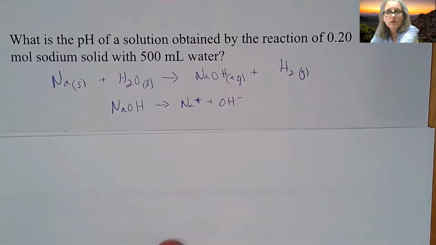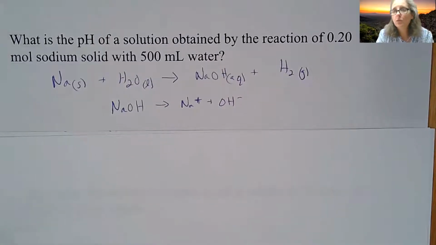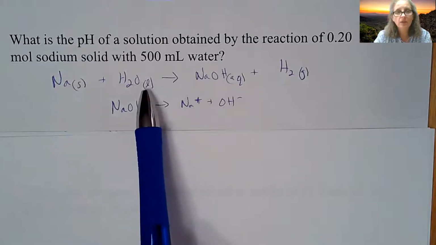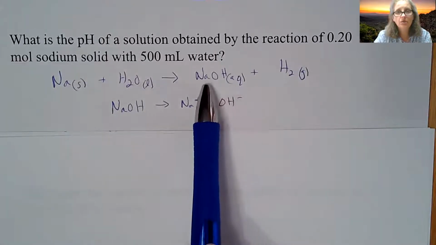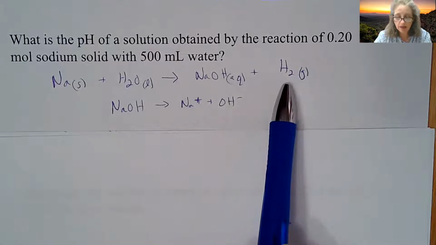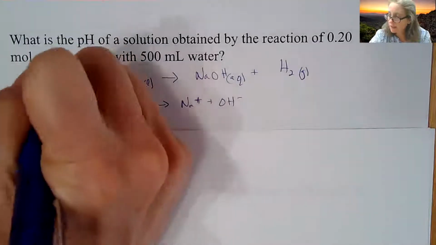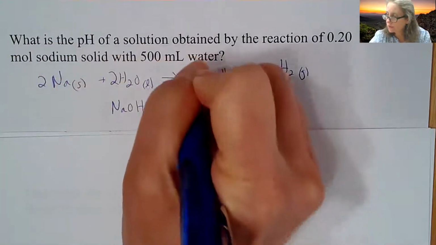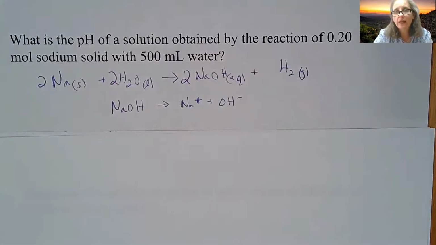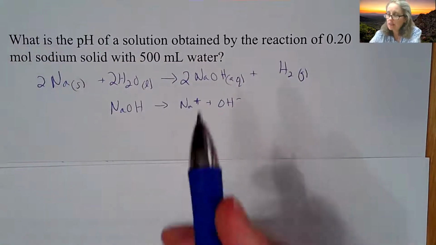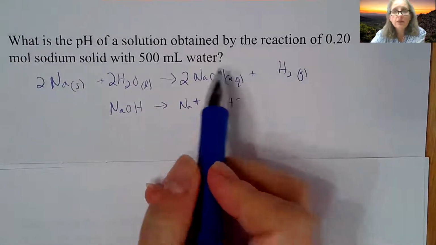Again, there used to be more of an emphasis on the actual equations. So here's the equation. Sodium solid goes into liquid water to produce sodium hydroxide and hydrogen gas. This isn't balanced, so I need a 2 in front of the Na, a 2 in front of the water, and a 2 in front of the NaOH. Now it is balanced. But really what we care about in acid-base chemistry is the NaOH in aqueous system.